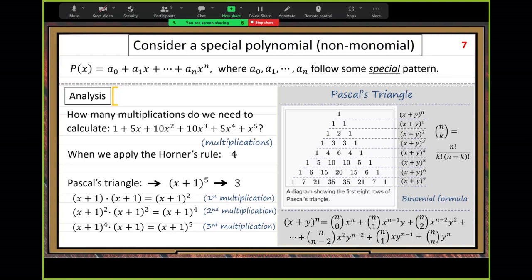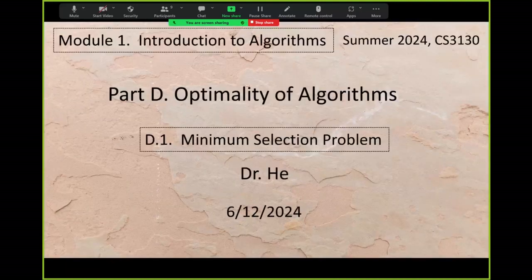So here I give you 3 special cases, other than the general case, Horner's rule. Monomial, 2 techniques, then Pascal's triangle structure. That should be enough for the polynomial evaluation topic. We just need this much content.